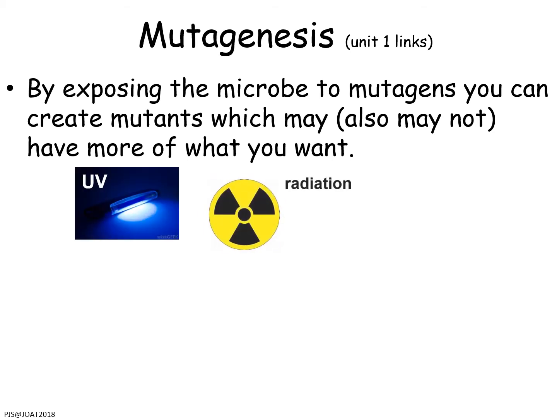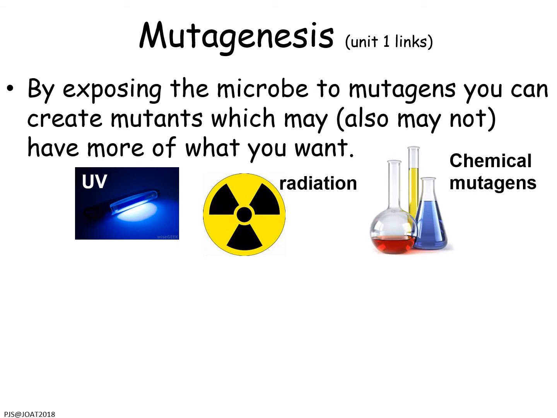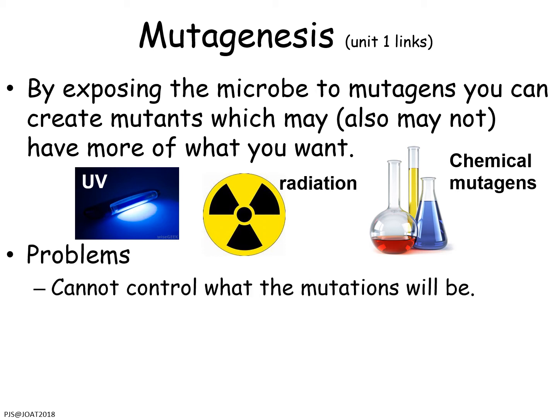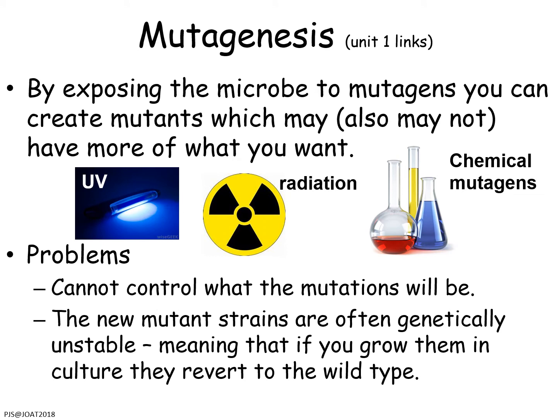Okay, so you can use any of the mutagenic stuff that we've talked about before, so any form of ionizing radiation, any form of chemical mutagens, of which there are many. Okay, the problem is that obviously you don't control what mutations you get. All you're doing is hitting the DNA and hoping that you're going to get something different that you like. And then quite often these strains that you make, these mutant strains, they're not genetically stable. It means that they will revert back to the wild type if you leave them in culture. So it's a good starting point, but it's not really targeted.